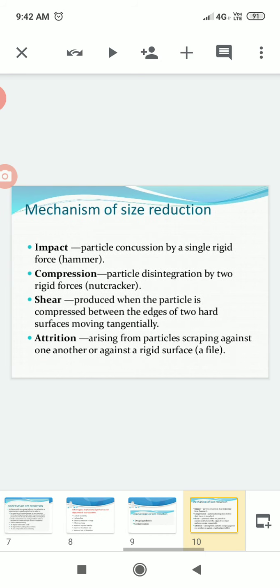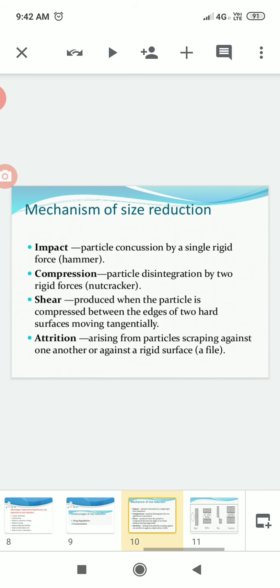Okay? Now we talk about the mechanism of size reduction. What are the mechanisms involved in size reduction? There are 4 types of mechanisms: impact, compression, shear and attrition. Okay, impact. What is impact? Particle concussion by a single rigid force like a hammer. Hammer, you all know what a hammer is, right? So particle concussion by a single rigid force, that is a hammer, is called impact.